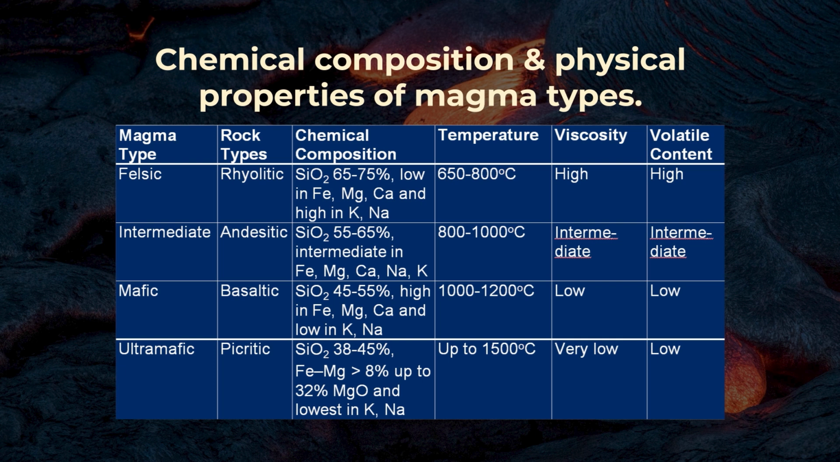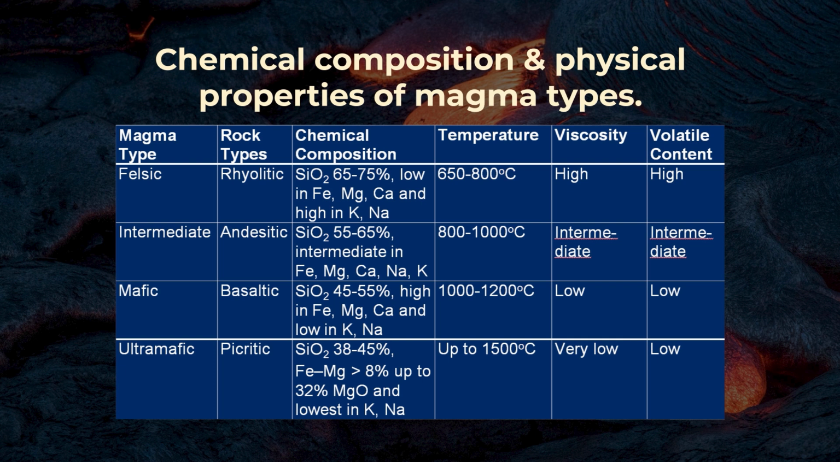are intermediate. Mafic, that is basaltic: silica ranges between 45 to 55%. It has high iron, magnesium, calcium and low potassium and sodium, and temperature ranges between 1000 to 1200 degrees centigrade. It has low viscosity and low volatile content.